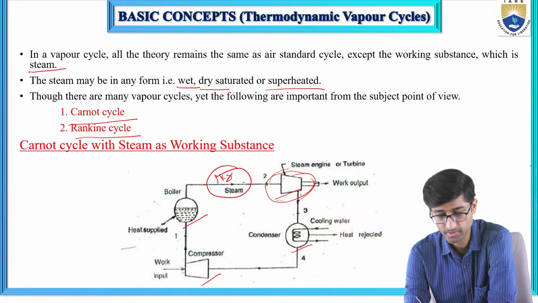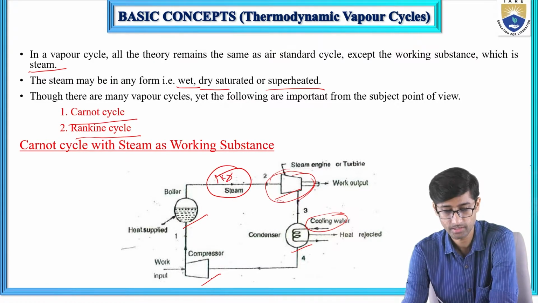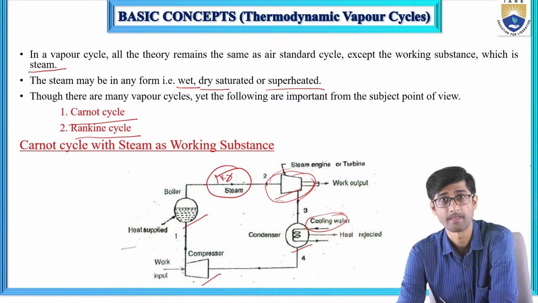Now this wet steam goes to the condenser where we supply cooling water. Why are we supplying cooling water? If you supply cooling water, the heat is rejected. Here the wet steam is condensed. After condensation, it goes to the compressor where it is compressed isentropically. After compression, it becomes saturated liquid again.